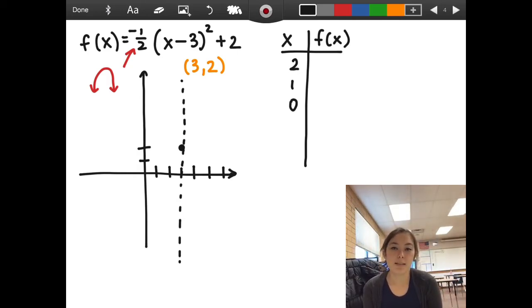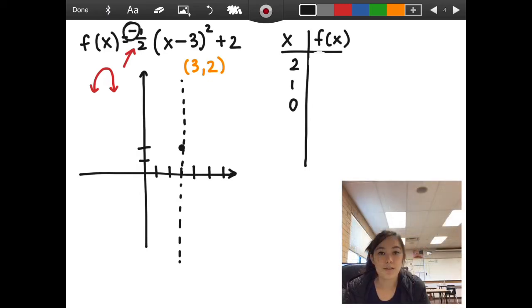So I'm just going to plug into my calculator. And sorry if there's a jump in the video, I ended up having to edit it together. Okay, so here's our chart. If we plug in 2, we get 1.5. If we plug in 1, we get 0, and 0 is going to be negative 2.5.